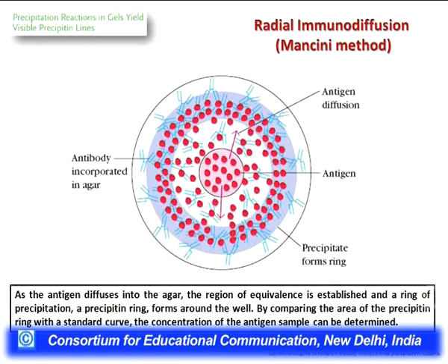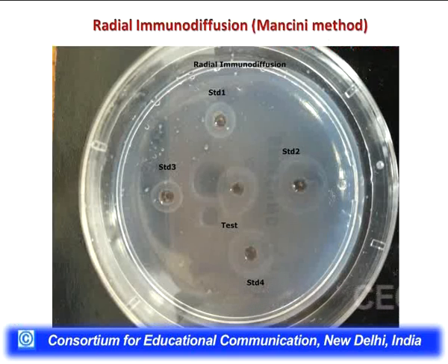There was a well made at the center of this gel, into which the antigen or the test sample was loaded. Subsequently, the scientists found that these antigens diffused out through the gel, and at a position where the concentration of the antigen and the antibody became optimum, there was a formation of a precipitin ring. This prominent precipitin ring, if we measure its area and compare it with the standard curve, tells us the concentration of the antigen sample.